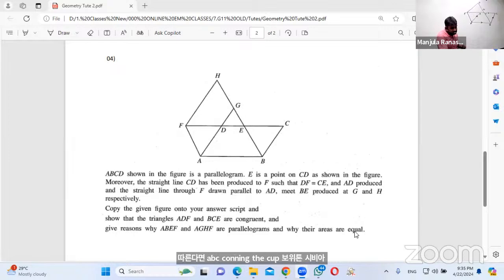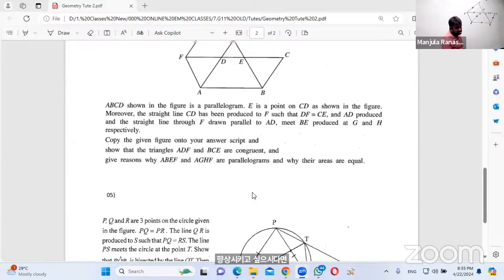Moreover, the straight line CD has been produced to F such that DF equals CE. Now mark DF equals CE. That is fine. And AD is produced. The straight line through F is drawn parallel to AD, so these two lines are parallel. The lines through F and H parallel to AD meet BE produced at G and H respectively.